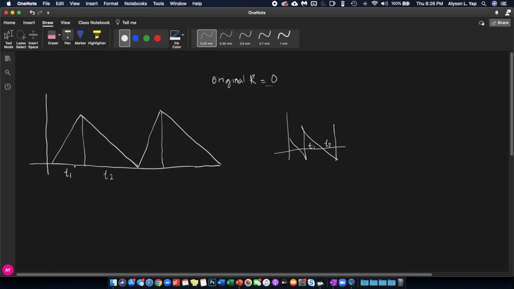What is different is that in T1, your graph is actually increasing. And in this case, your graph is increasing at the rate of B minus A. B, if you remember, is the supply rate. A is the demand rate. On the other hand, during T2 time, your inventory level is decreasing at the rate of A.